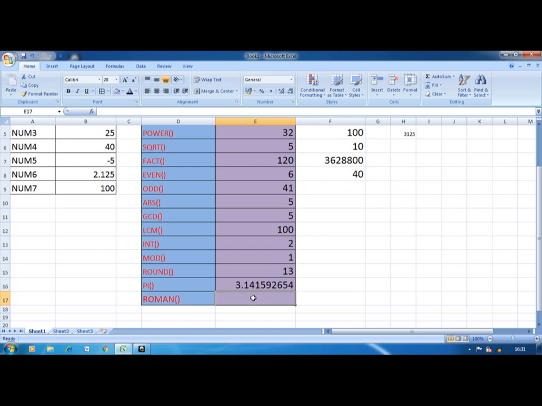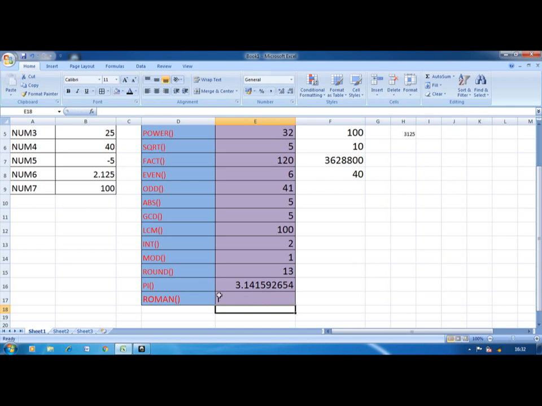Now the last one is ROMAN. ROMAN bracket. See here, it converts an Arabic number to a Roman number as text. Normally we write numbers here like 25, 40, 100. These numbers are called Arabic numbers. Now I want to convert Arabic numbers to Roman numbers. So I think all of you know, if I write 1, what is the Roman number?